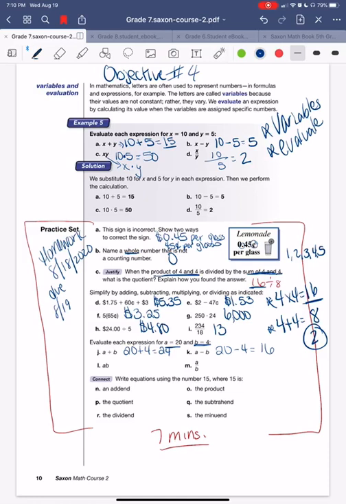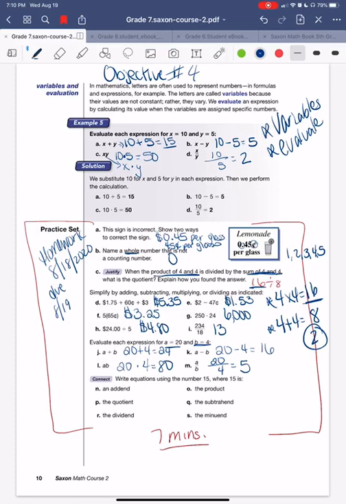And L says A times B. Remember, when we put two variables next to each other, that means times, so we're multiplying. I'm going to say 20 times 4, which is 80. And then M is A over B, which is 20 divided by 4, which is 5.